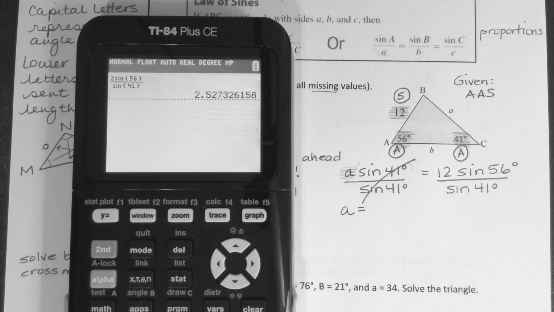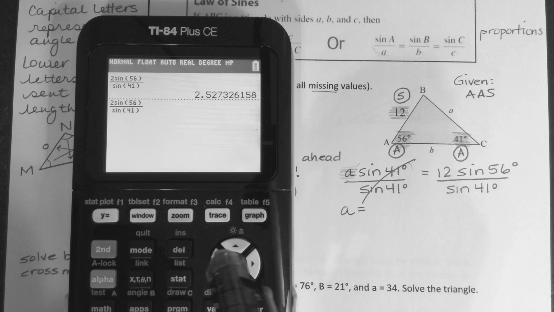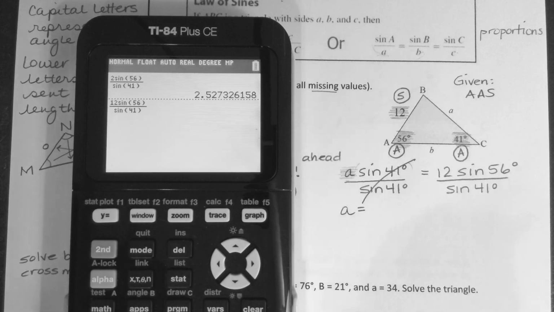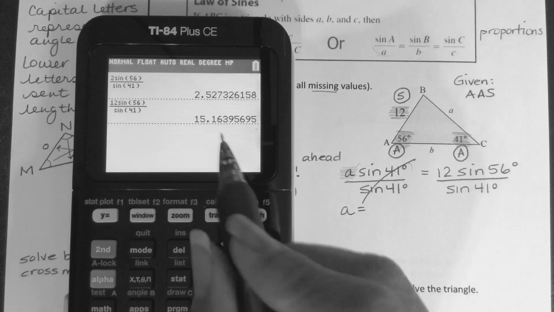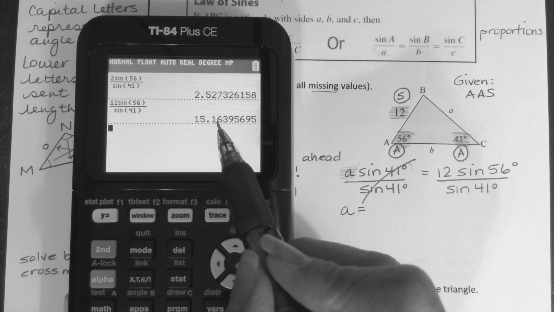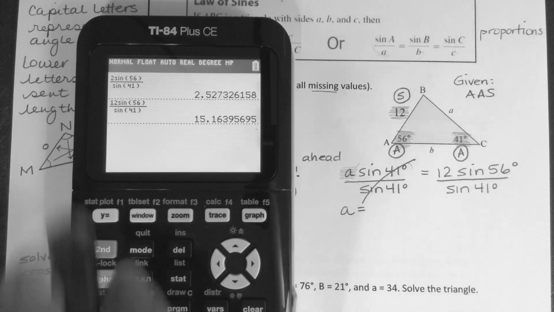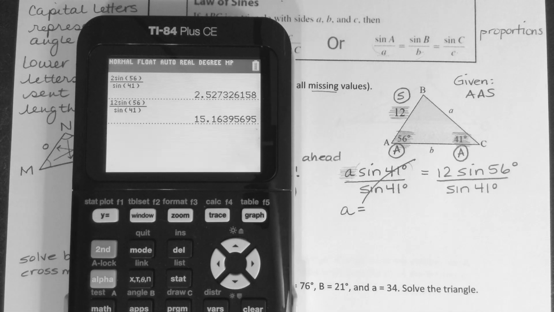Now, why is my answer looking different? Oh, I hope you noticed what I did. I forgot to put a 12. I was like, wait a minute, my answer does not look like what it's supposed to look like. There we go. 15.1639 and so forth. If we're rounding to 2 decimal places, we will just write 15.16 because the 3 is less than 5. Again, if you don't have a stacked fraction format on your calculator, notice that all you have to do is just type it horizontally, and you will still get the same answer.